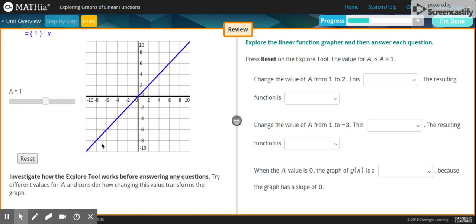So I'm going to do one more problem with you just to help you guys out some more, and then you guys can be on your own, I hope. So press the reset button on the Explorer tool, so reset. The value for a is a equals 1, so this time it's a equals 1. Change the value of a from 1 to 2.